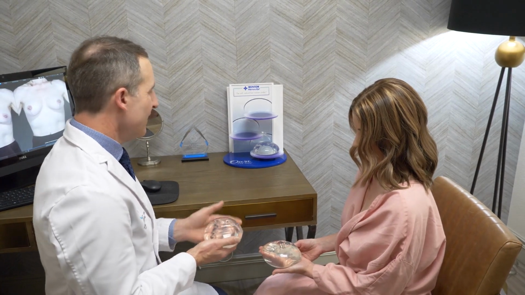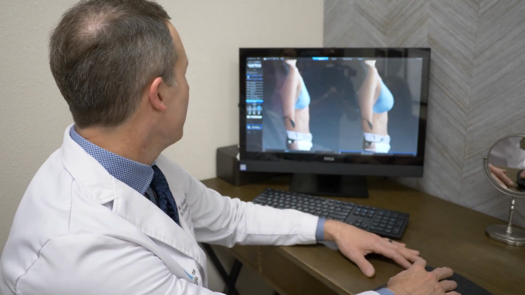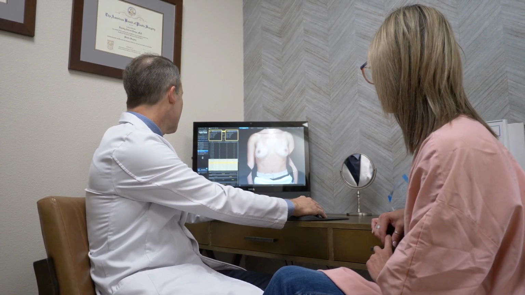And so it can simulate all of those different procedures, like a breast augmentation, a breast lift, or a breast reduction. Patients get a very realistic idea of what they're going to look like after having the procedure, and they can play an active role in deciding the sizing process, which is very important to patients.